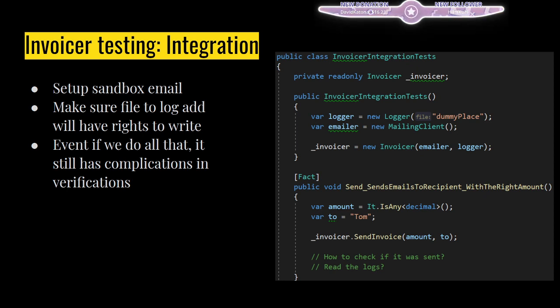Here we say that it sends emails to recipient with the right amount. And what does this mean? Amount doesn't matter. It matters that it sends to the person that we wanted it to send. But when we call the send method, how do we check back that we sent to the right person?